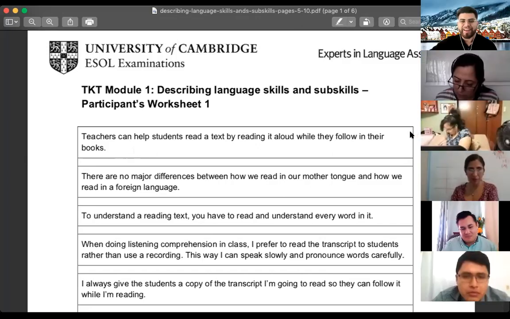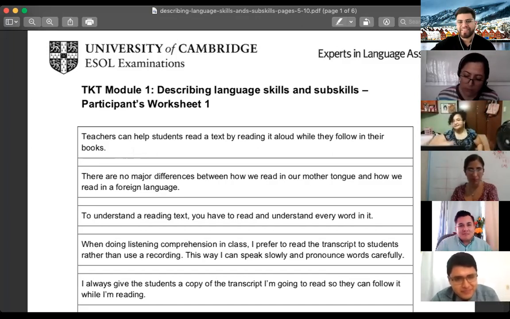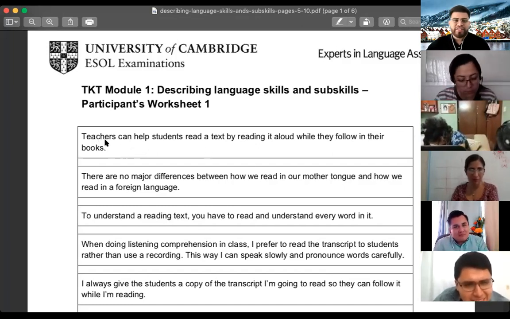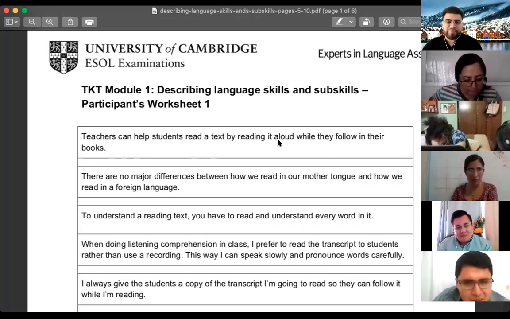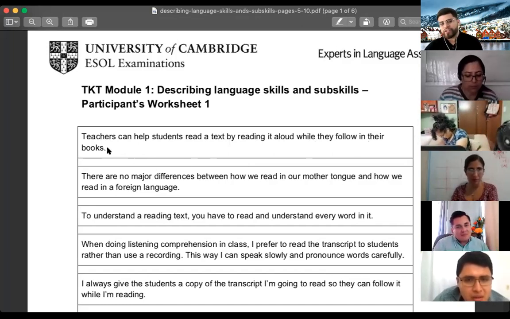Yay or nay? Anybody? For Mr. Melgar. What do you say, sir? Could you repeat the question, please? Yes, right here. Teachers can help students read a text by reading it out loud while they follow in their books. Do you agree or disagree, and why?